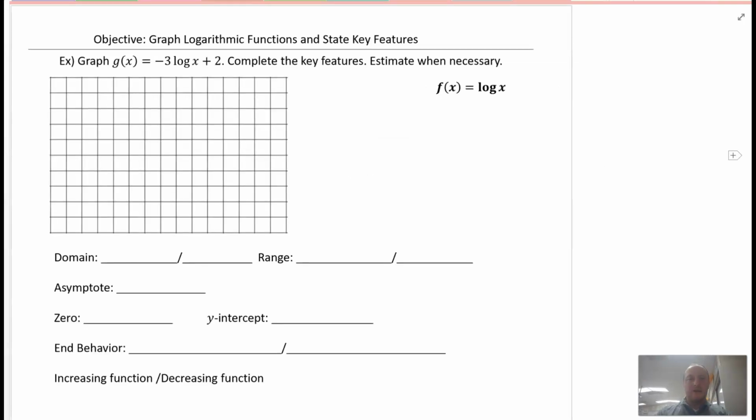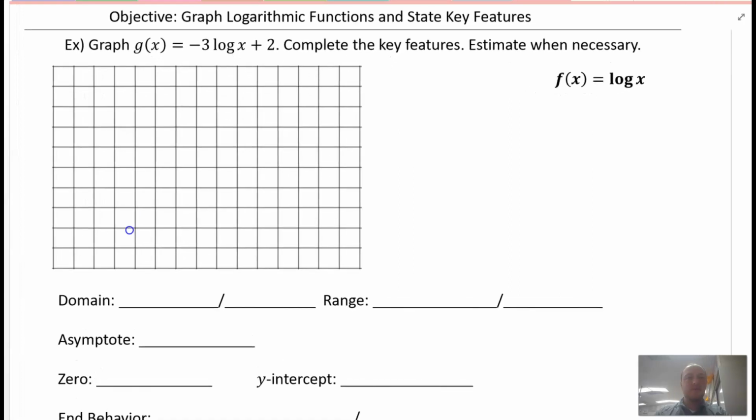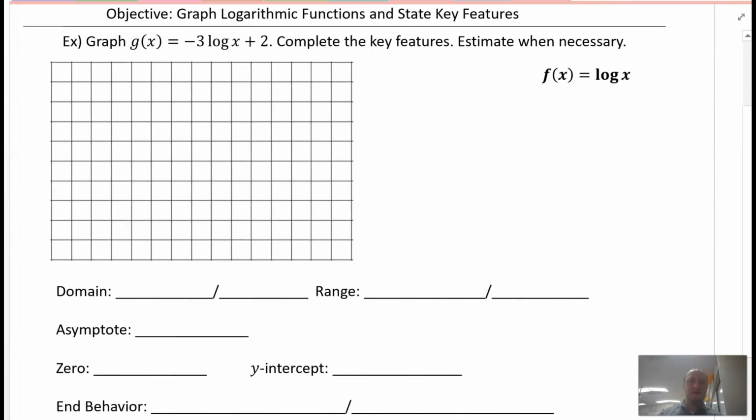So here is our first example, and we have g of x is equal to negative 3 log of x plus 2. What I'm going to do is start out by plotting the parent function. So I'll place my axes first.